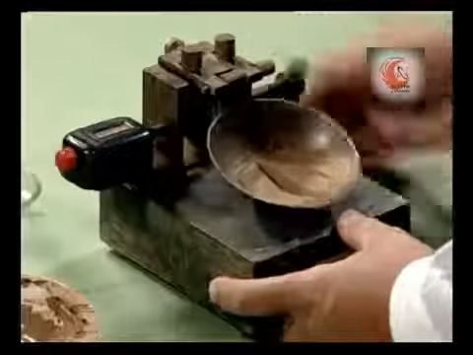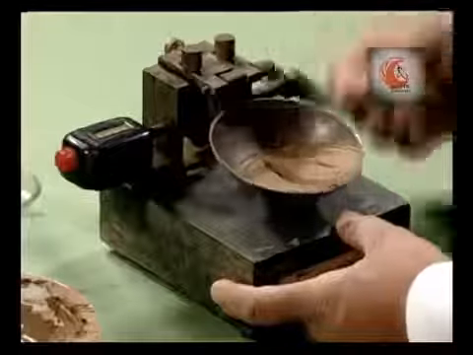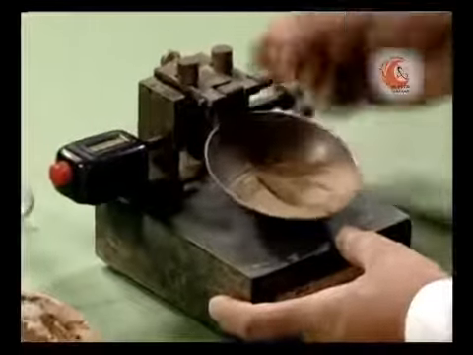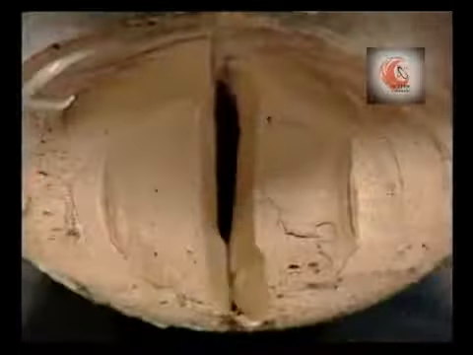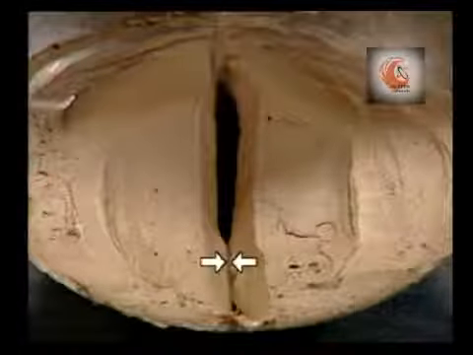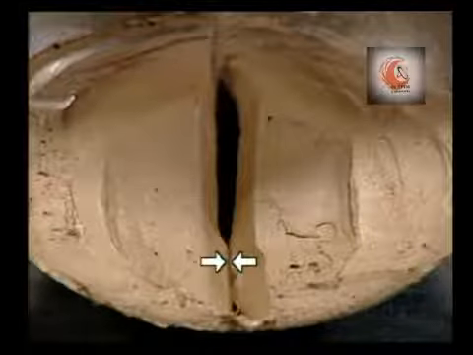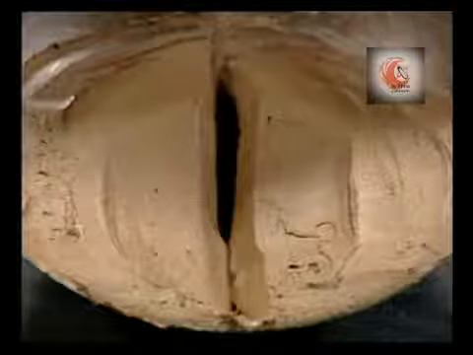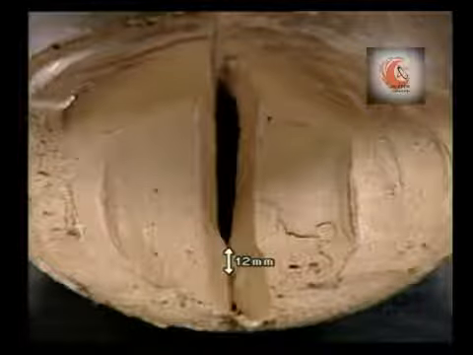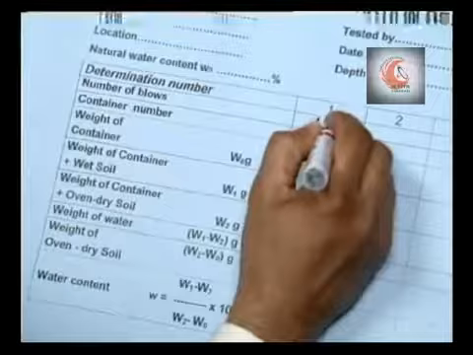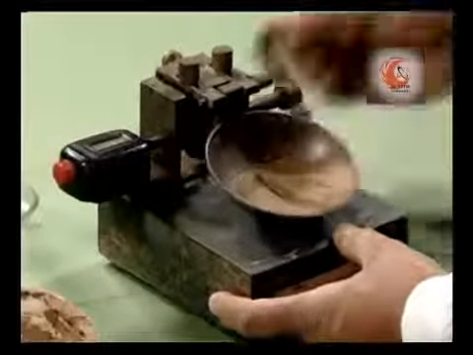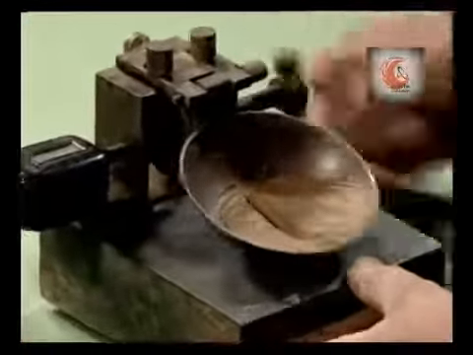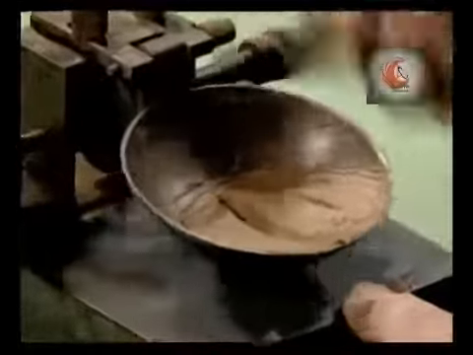Now, lift and drop the cup by rotating the handle at the rate of 2 revolutions per second till the two halves of the soil cake come in contact by flowing and not by sliding at the bottom of the groove along a distance of about 12 millimeter. Count the number of blows required and record the reading in the proforma. Ensure that the number of blows ranges between 15 to 35.